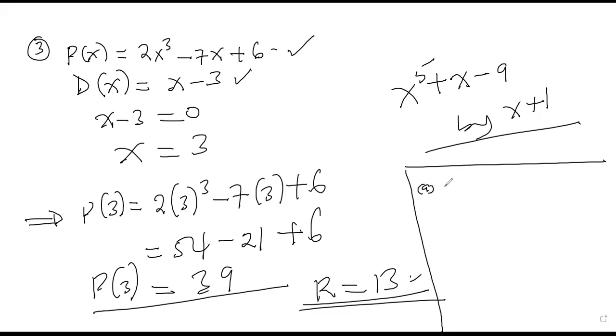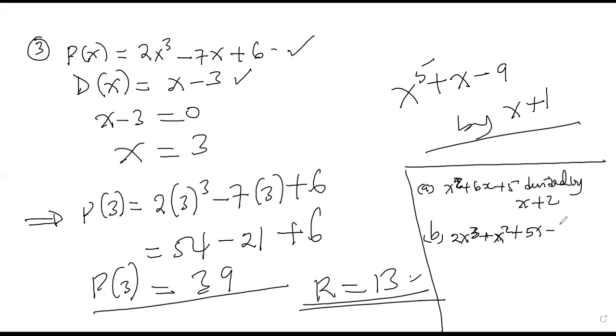So you can maybe add on this: x squared plus 6x plus 5 divided by x plus 2. I want you to get the remainder. We are going to prove these ones with long division. Then I want you to also get 2x cubed plus x squared plus 5x minus 4 divided by 2x minus 1.